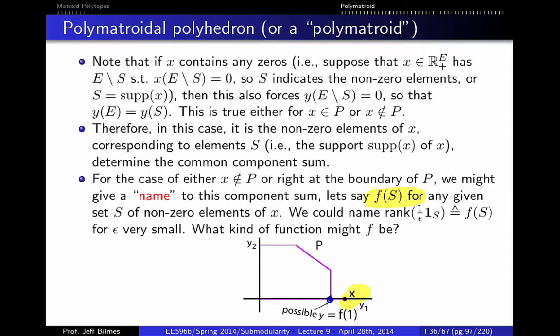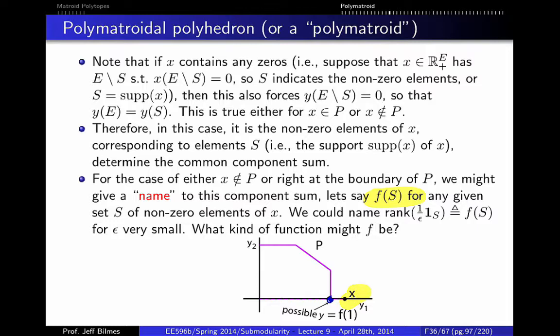And since that value has to be unique because of the polymatroidal property, we can just name that value to be f of s, which is namely s is the support of that original vector. So what I'm getting at here is that we can begin to name these component sums based on a function of subsets of the ground set.